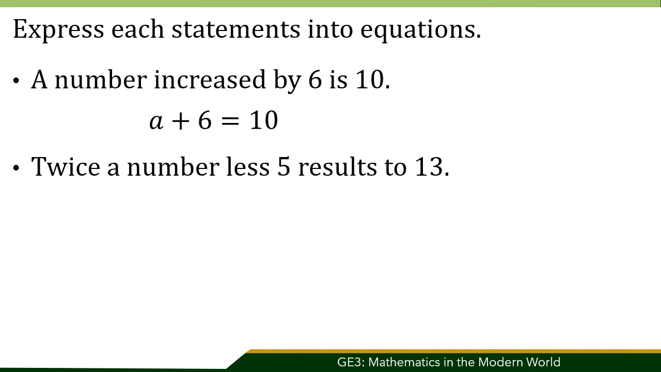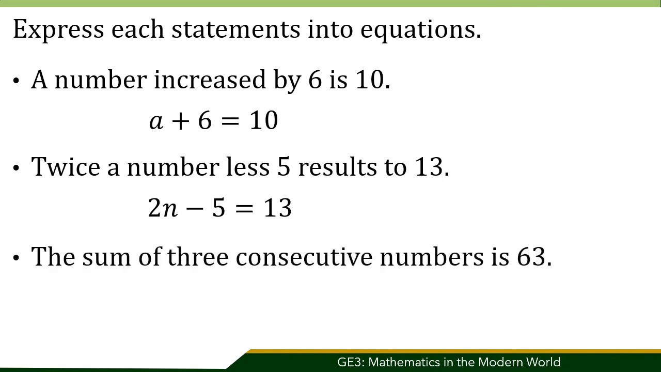Next example, twice a number less 5 results to 13. So this could be 2n minus 5 equals 13. Twice a number less 5 results to 13.